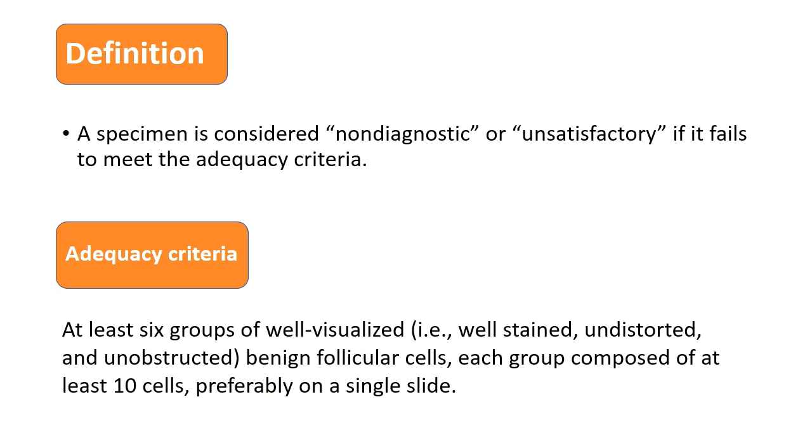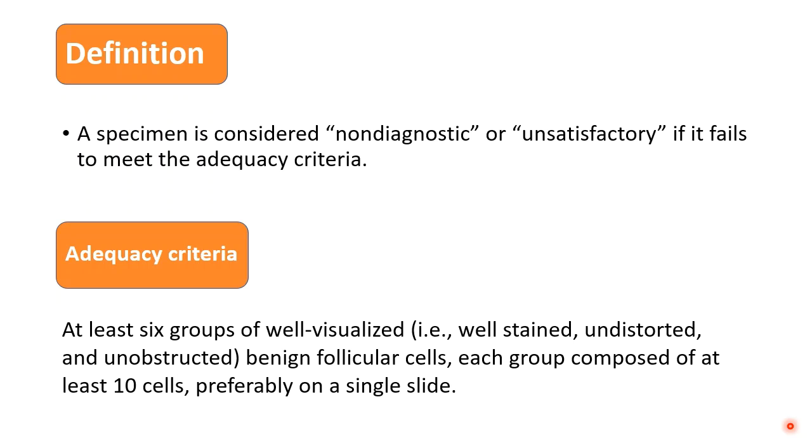So when do you call a specimen non-diagnostic or unsatisfactory? We call the specimen non-diagnostic or unsatisfactory if it fails to meet the adequacy criteria. And what are the adequacy criteria? At least 6 groups of well visualized, and by well visualized we mean well stained, undistorted, and unobstructed benign follicular epithelial cells, and each group composed of at least 10 cells, preferably on a single slide. So this is the adequacy criteria.